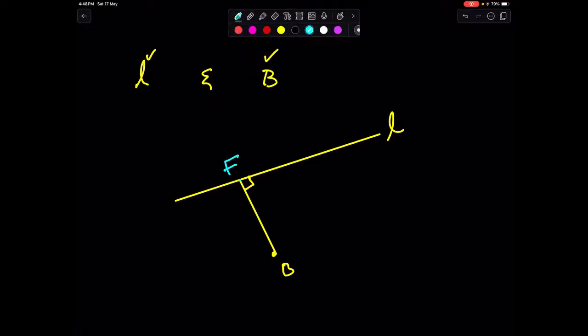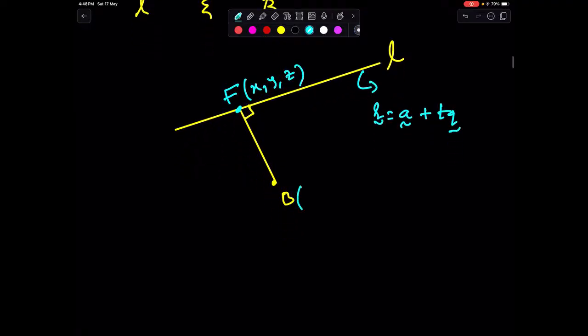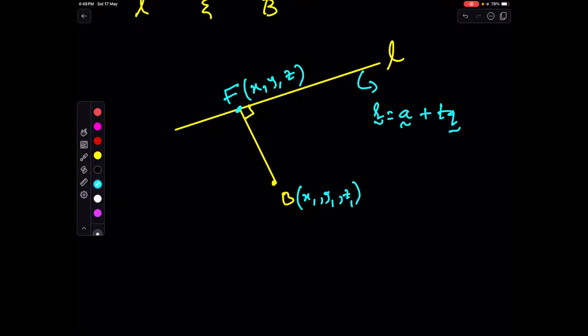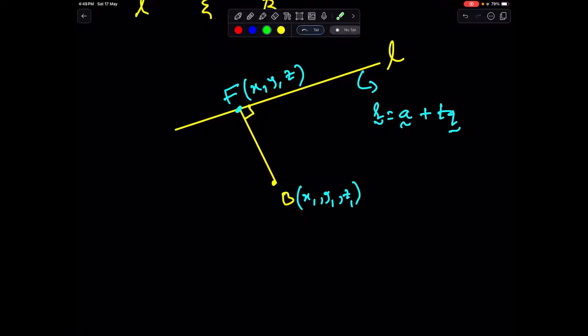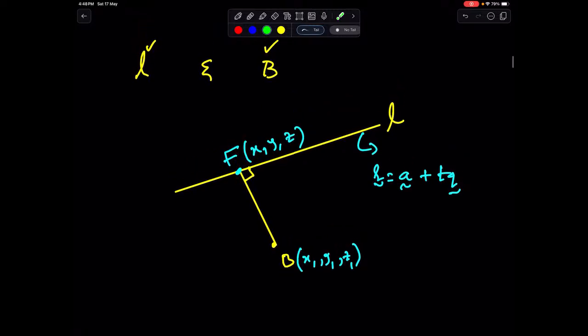Let's suppose this point is F, the foot of perpendicular, and its coordinates are x, y, z. The equation of the line will be given: r is equal to a plus tq. And the coordinates of B will be given, x1, y1, z1. So two things will be given: the equation of line L and point B. And the most important part of this question is we need the coordinates of F.